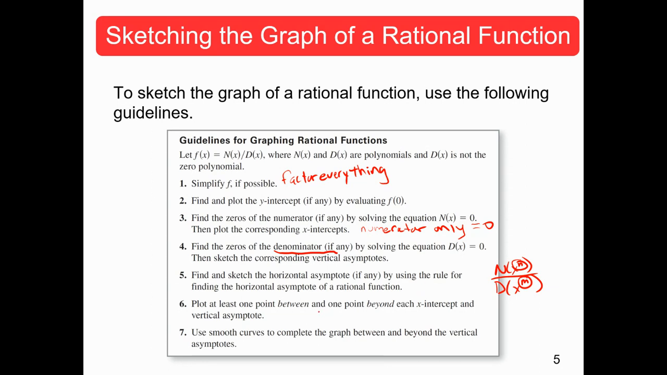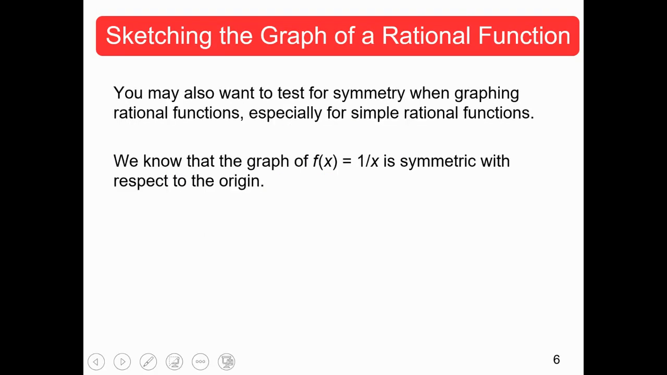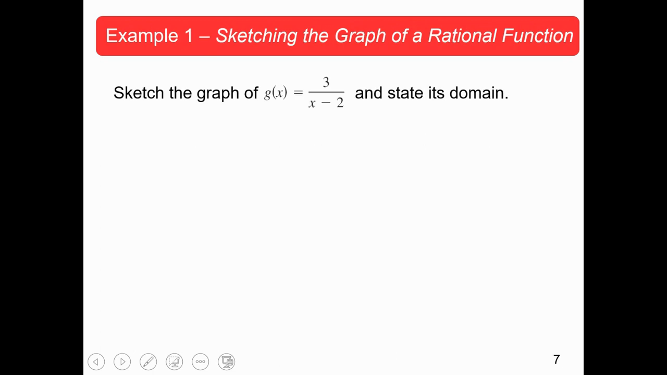Then you're going to pick some points to the left and right of each of those asymptotes and test them and find out what your y value is and plot those. And then you will use the asymptotes as your guide from those points to make an estimate line. So let's look at an example.